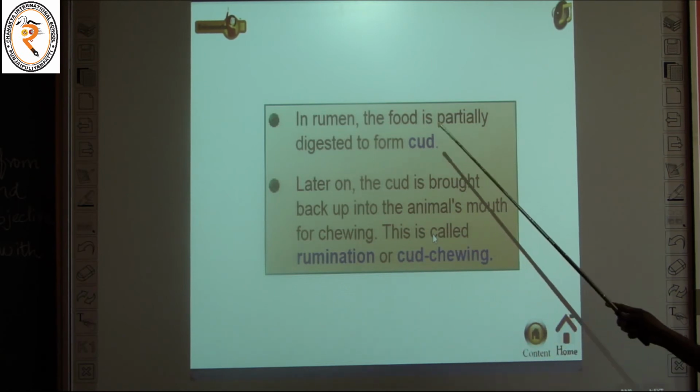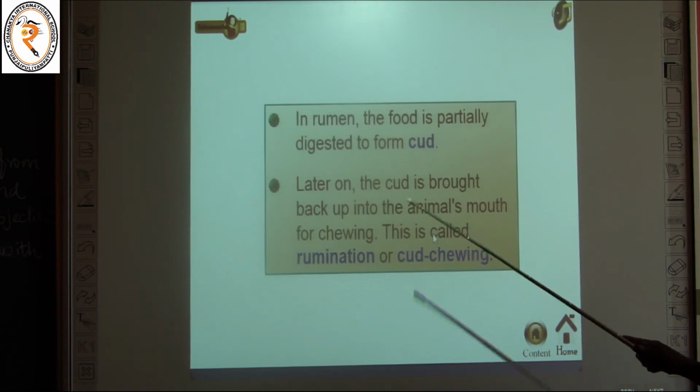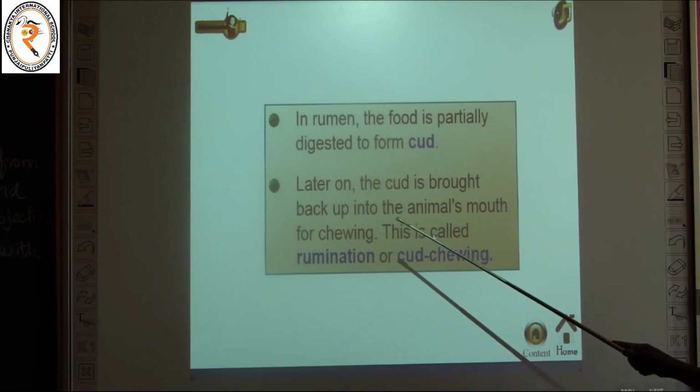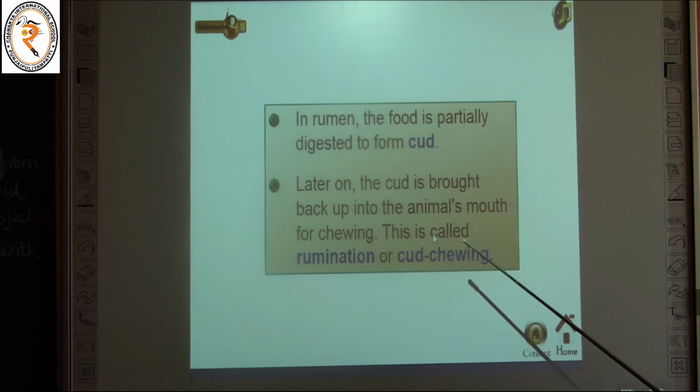Okay. So, the food is partially digested into the cud. First, the grass-eating animals eat the plant products, and it is partially digested. The partially digested food is called cud. Then later on, the cud is brought up into the animal's mouth for chewing. So this is called rumination or cud chewing. Okay, the next one.